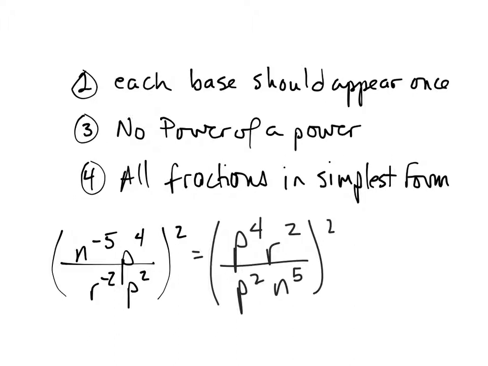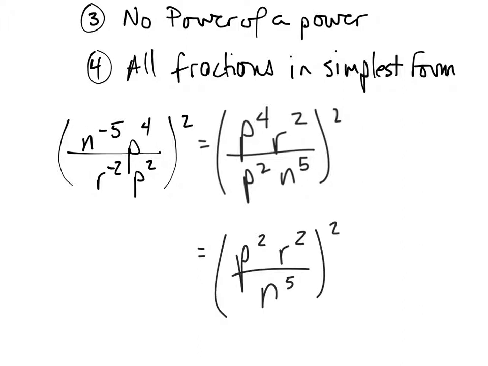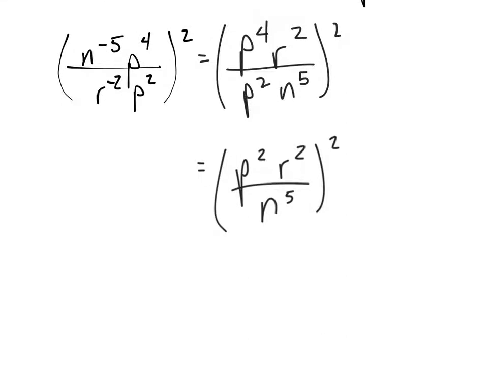I'm going to go ahead and do my division. And so I have a p to the fourth on top. I have a p squared on bottom. And so I will take that 4, subtract that 2, and get my new problem, which is p squared r squared all over n to the fifth, the whole thing being raised to the second power. Next step is to raise everything to that second power. And so we wind up with our final answer of p to the fourth, r to the fourth, all over n to the 10th. Make sense?